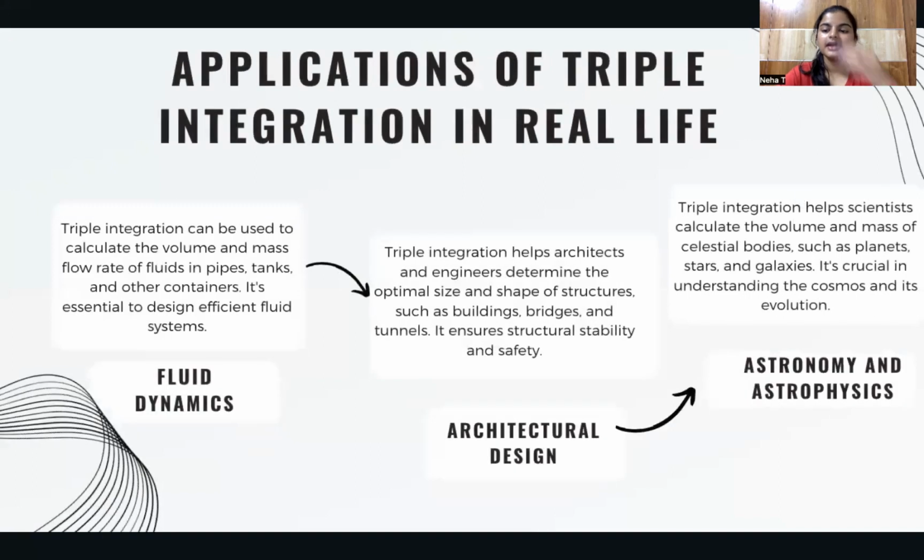So, what are the applications of triple integration in real life? The first is fluid dynamics, then architectural design, astronomy, and astrophysics. There are many more, but these are the few important ones I've taken here. In fluid dynamics, triple integration can be used to calculate the volume and mass flow rate of fluids in pipes, tanks, and other containers. It's essential to design efficient fluid systems.